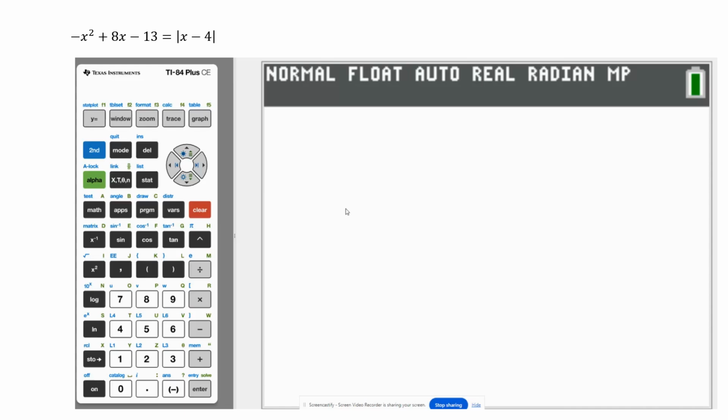So I have the buttons over here on the left, and then the screen is this great big piece here. Unfortunately, I forgot to hide the thing that says sharing and stop sharing, and so it's going to cover up some of the answers a little bit, but that's okay. So to enter this one, we have negative x squared plus 8x minus 13 equals absolute value of x minus 4.